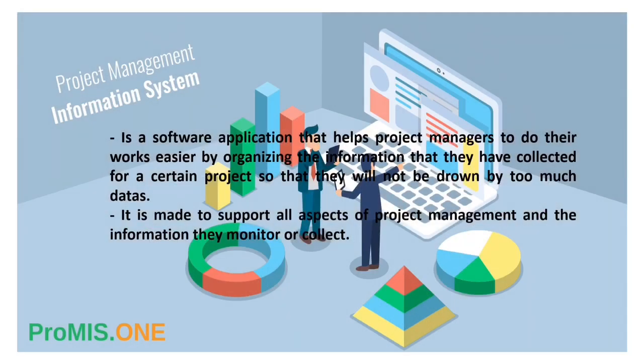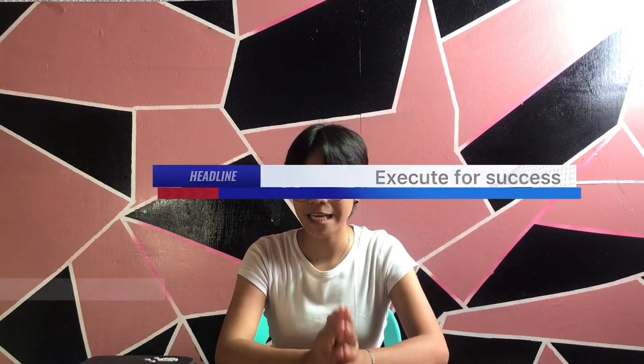So, the first topic that I will be sharing with you is all about PMIS or Project Management Information System. What is PMIS? Project Management Information System or PMIS is a software application that helps project managers to do their work easier by organizing the information that they have collected for a certain project so that they will not be drowned by too much data. It is made to support all aspects of project management and the information they monitor or collect. By that, project managers are able to plan and execute the project successfully and finish it on time.